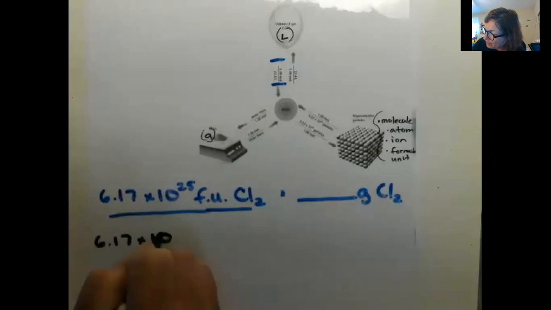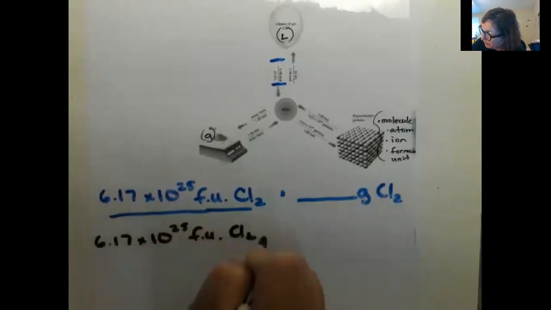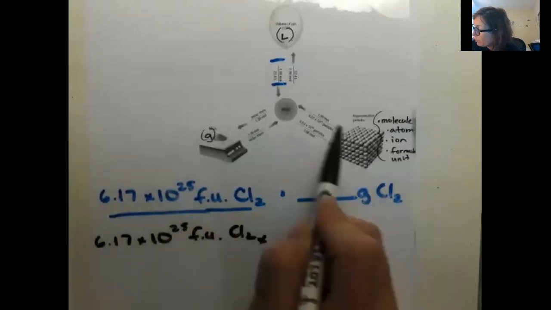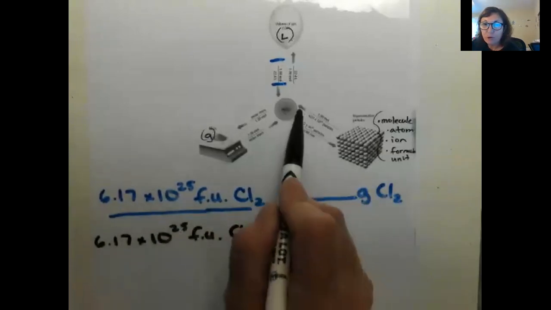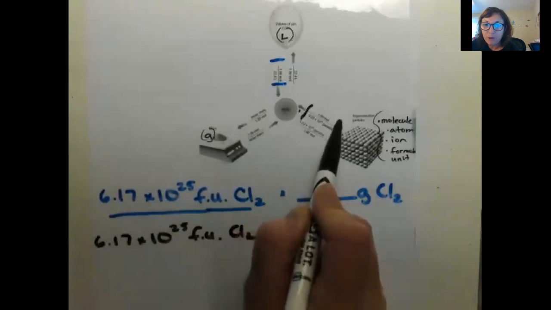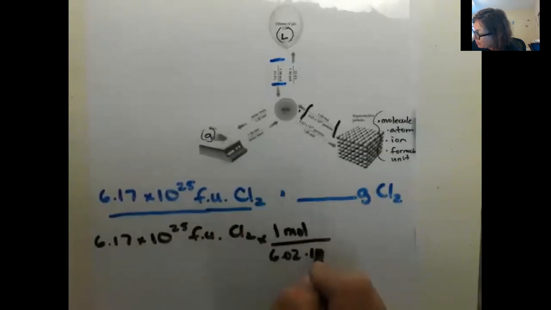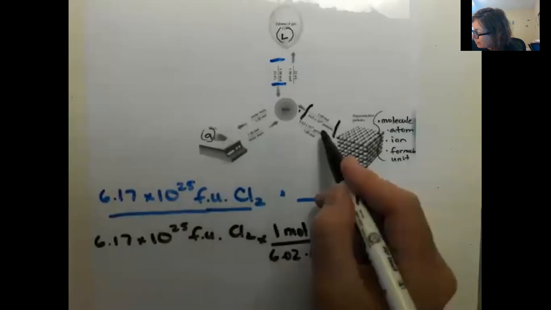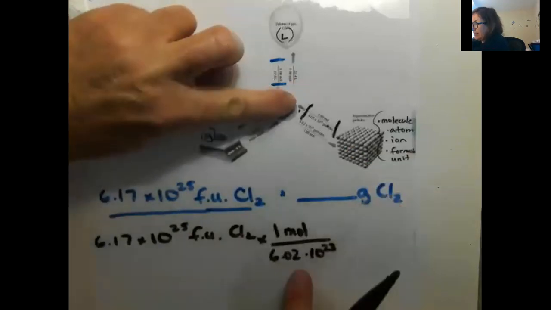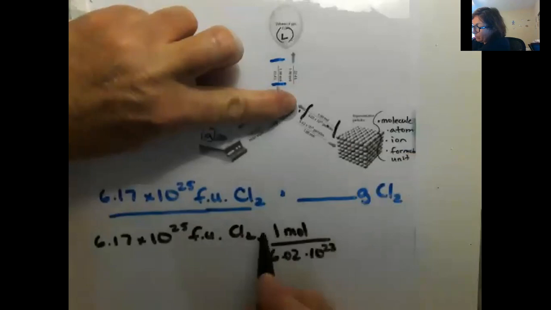Okay, so what you do is write down your given: 6.17 times 10 to the 25th formula units of chlorine. I'm going from formula units to mole first, so I'm using this arrow. I'm going to multiply by that thing right there. So 1 mole over 6.02 times 10 to the 23rd. That's the same thing as this, right? Just like that. Yes?